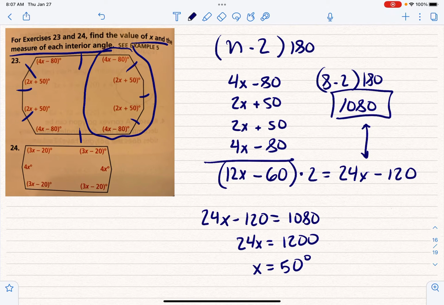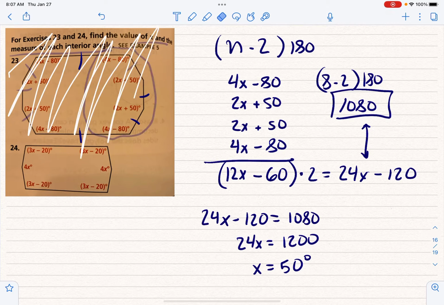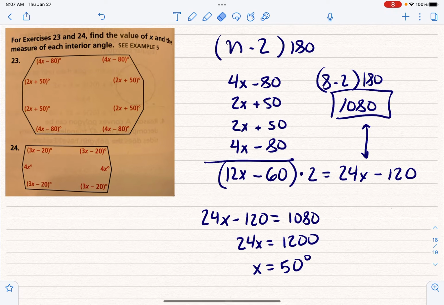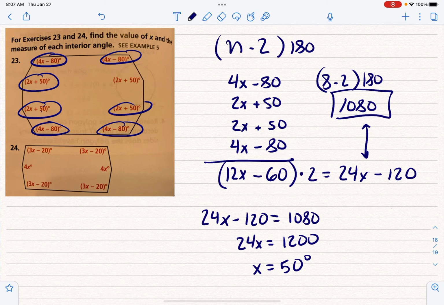All right. Now I have the 50. And the good news is there's really only 2 angles that you have to solve for, because this one is the exact same as this one, same as this one, same as this one. And then this one's the same here, here, here, and here. So all I really need to do is do this twice.